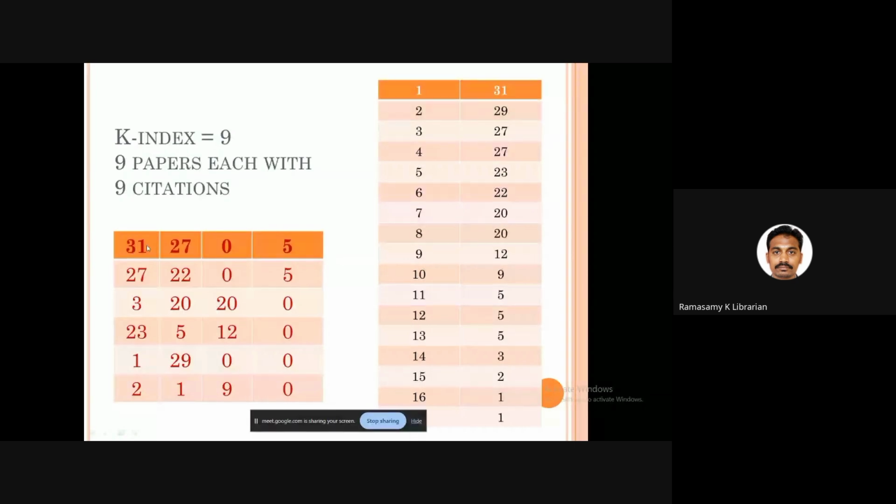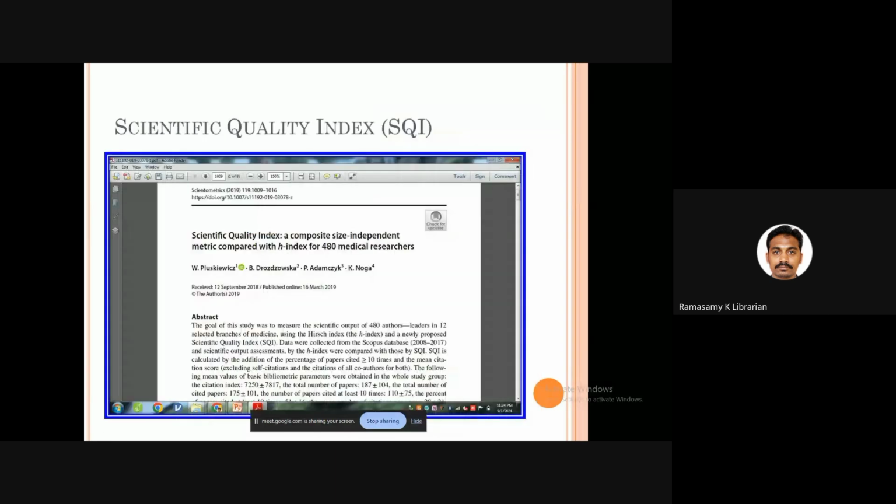First paper, 31 citations. Second paper, 27 citations. Third paper, 3 citations. This I have received. And 1, 2, 3, 4, 5, 6. These 6 papers have not received any citations. Now, arrange all these papers in the decreasing order. Then you calculate H index. That is called the K index of this particular author. It's a very, very interesting way how people are looking at the way you can evaluate the research impact of individuals. It's very, very interesting, in fact.